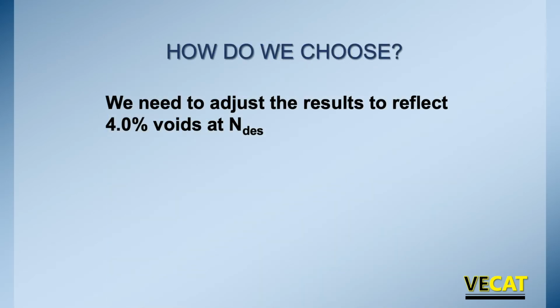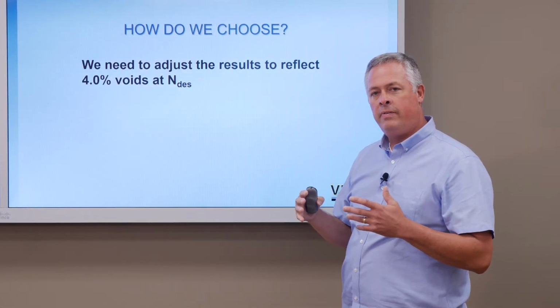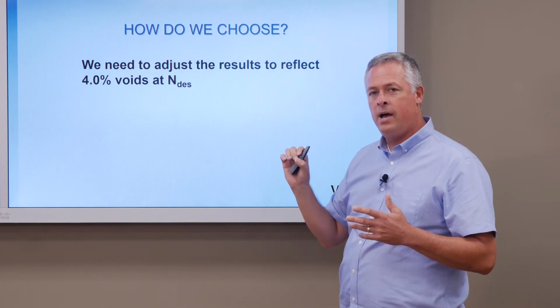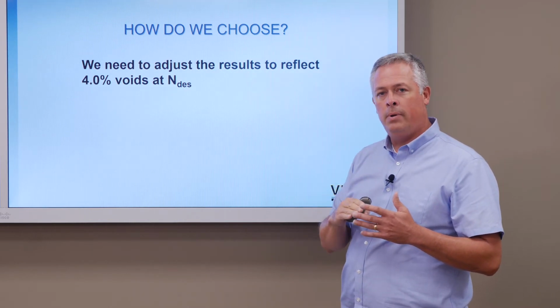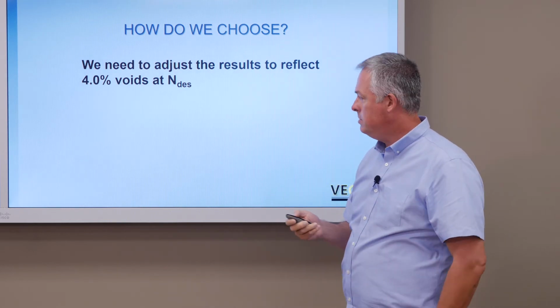So how do we choose? Well, first we need to adjust all of our results to reflect 4% air voids. In design, again, we selected an asphalt content of 5.5%. Now we've got to take our volumetric properties and manipulate that asphalt content so that all of our trial blends are hitting 4% air voids. Then we can select which one works the best for us.